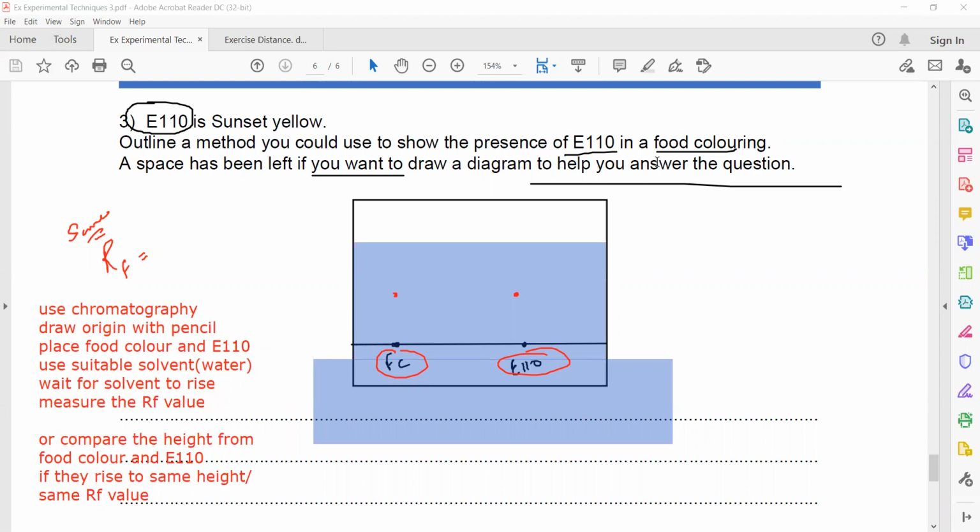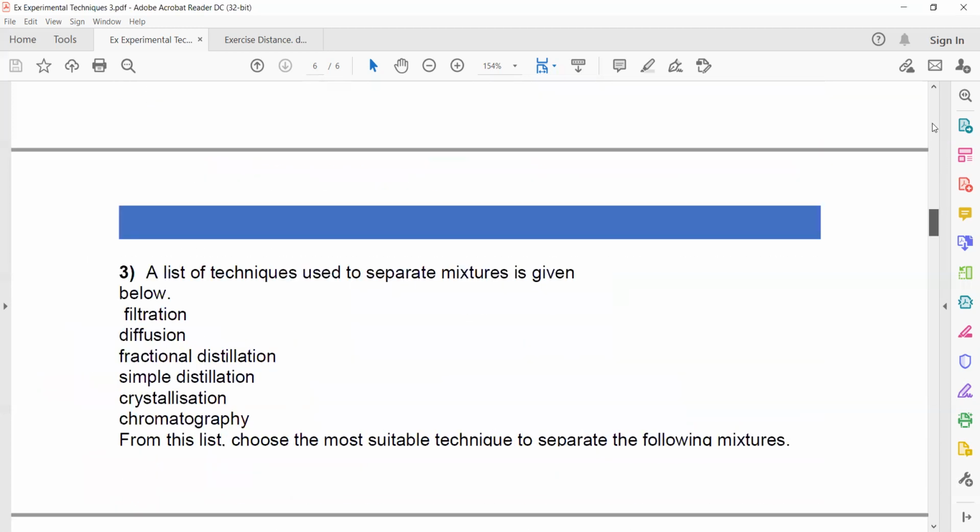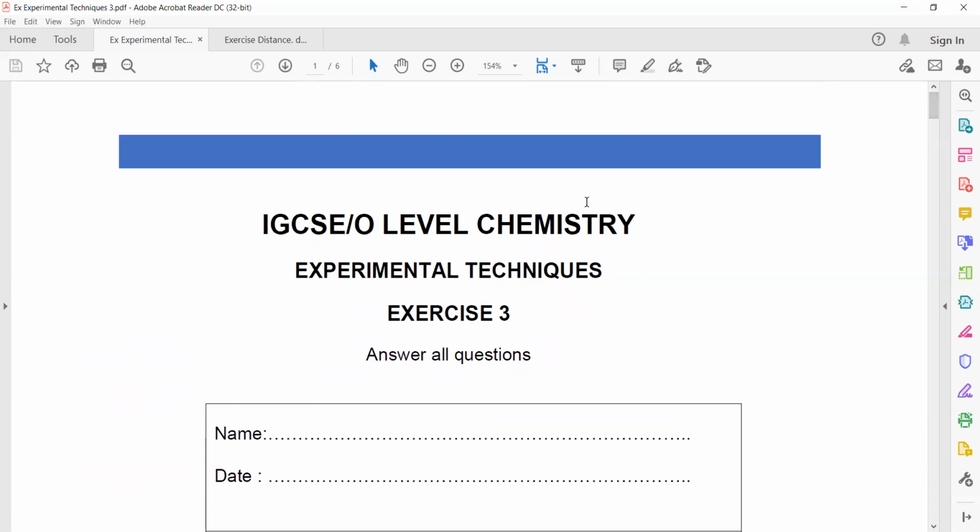Is it clear? Discussion 3. Any doubt or question? So this was exercise 3, which was a weekly homework related to experimental techniques.